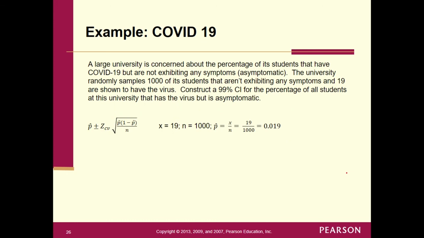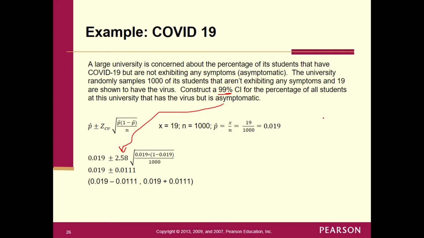Time to calculate. There's our formula that we're going to use. We throw in all the numbers. Remember, we're creating a 99% confidence interval, which means our critical value is 2.58. And that's what I got for the margin of error: 0.0111. So I'll apply that to the point estimate, and I got here 0.0079 to 0.0301.